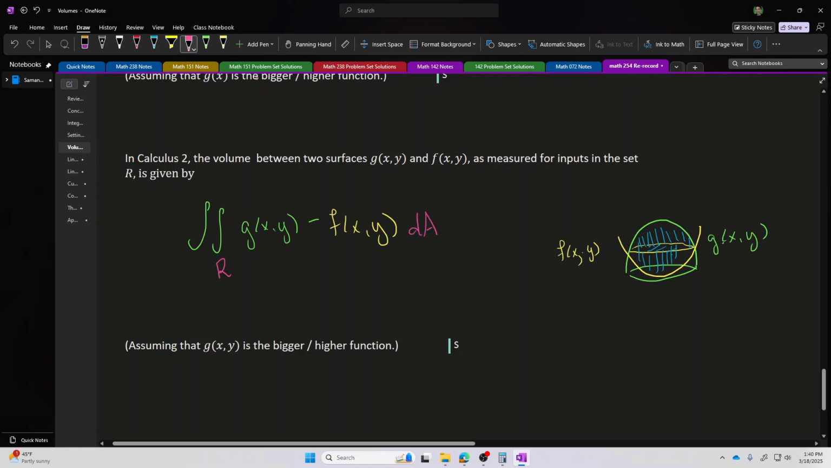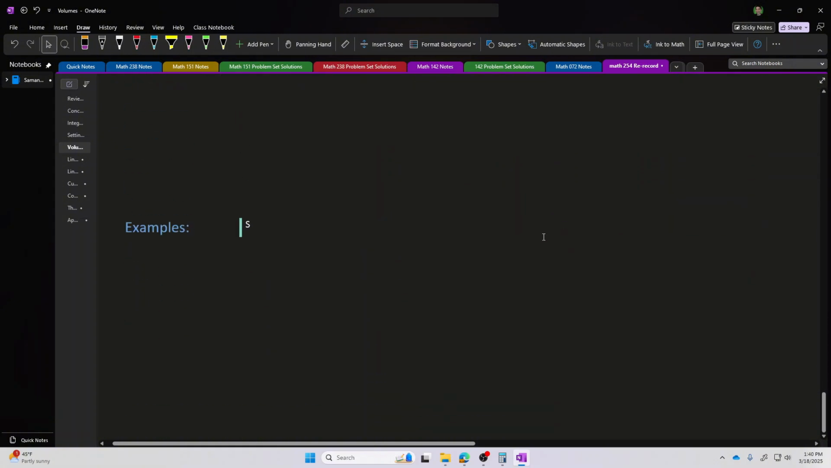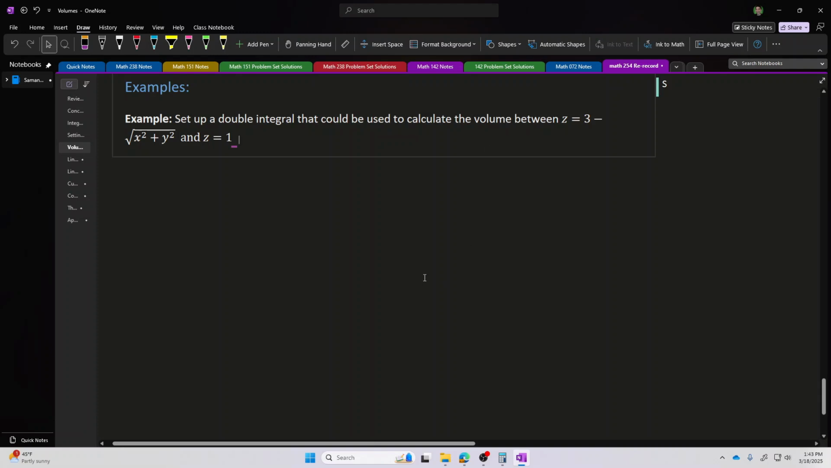Integrate that over the region R, where R corresponds to all the x's and y's for this volume. So let's give an example of setting up a double integral that could be used to calculate the volume between two surfaces. Let's try to set up a double integral that could be used to calculate the volume between the surface z equals 3 minus the square root of x squared plus y squared and the surface z equals 1.